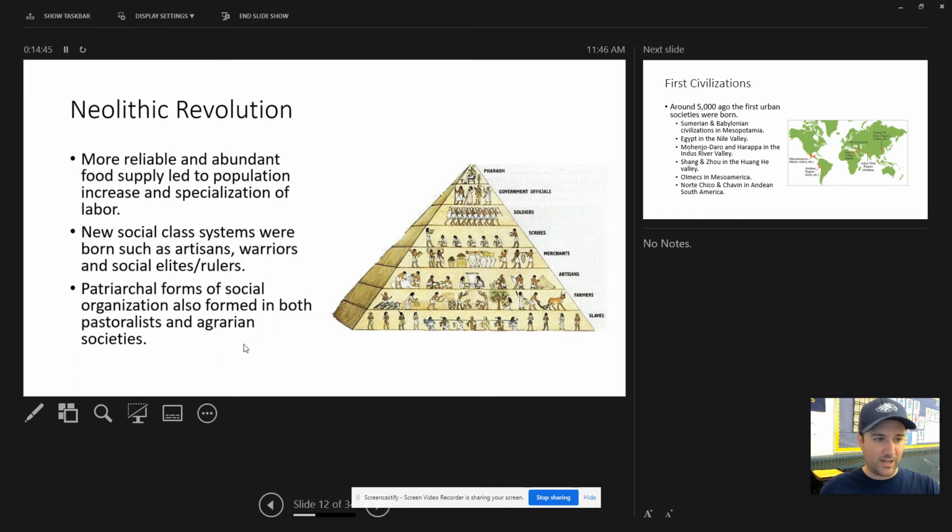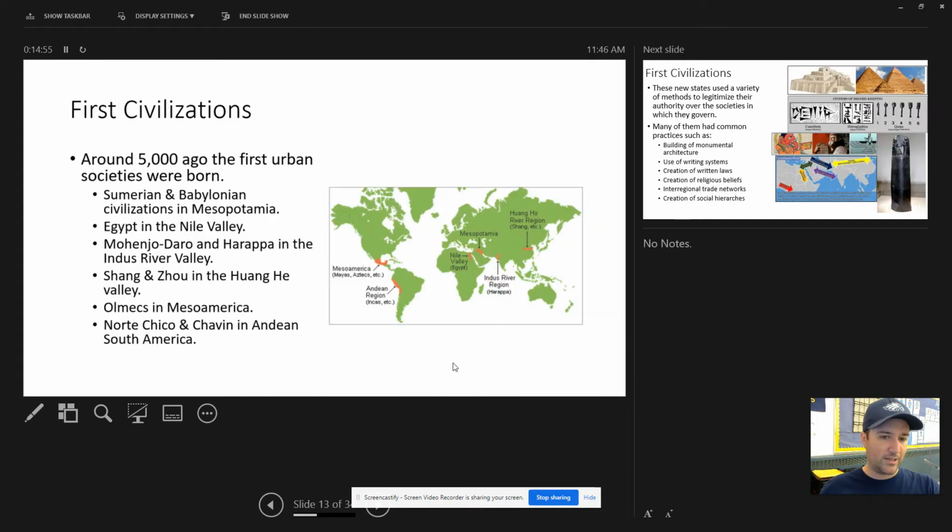I already mentioned that patriarchy forms from this new social organization. Something that you'll see continue throughout history is this idea of patriarchal order, where men tend to have a higher benefit in society than women do. And we'll talk more specifics about that and what that looks like throughout the course of the year.